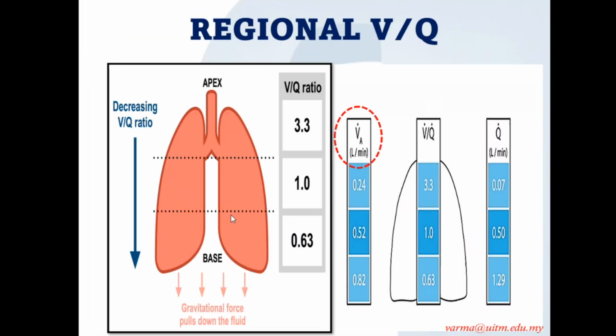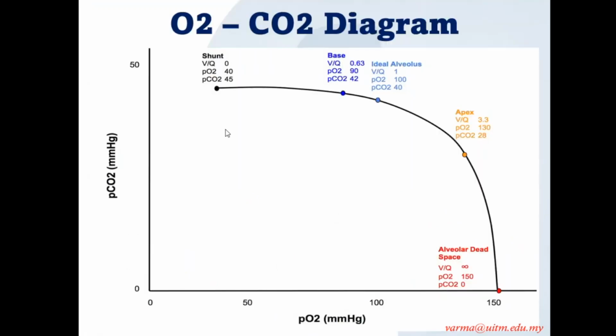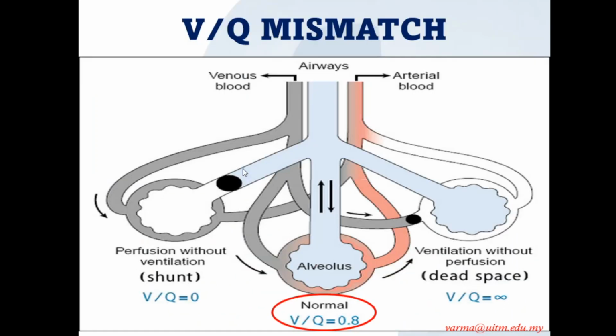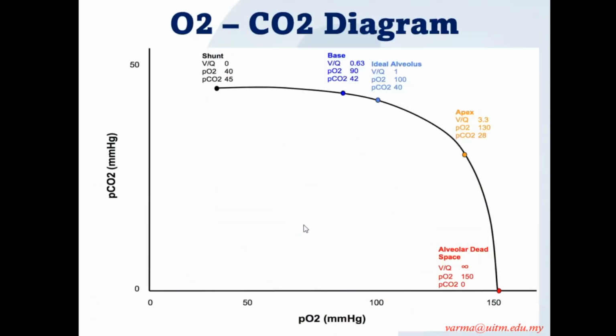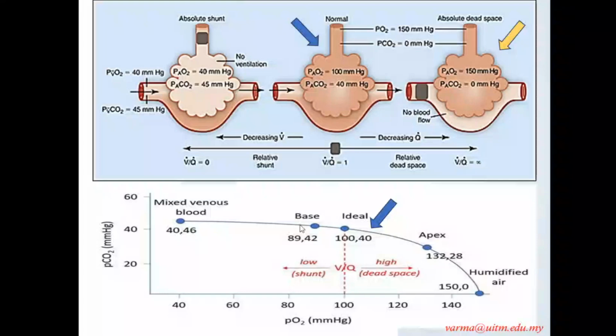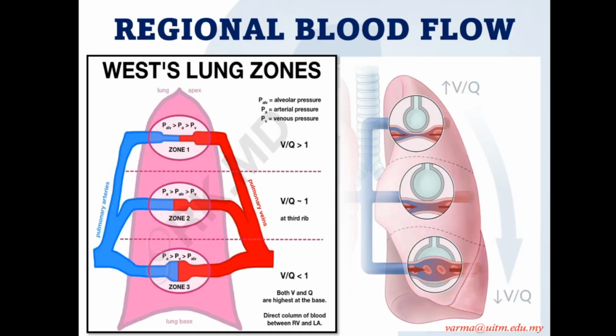So you have to know this graph, this O2 CO2 diagram, and these values for the ideal alveolus, alveolar dead space and shunt. So the base will be somewhere here. If you put this value in this graph, it will be around here. This is the base. And then we want to know why there are differences in the regional VQ ratio. It's because of the differences in regional perfusion versus ventilation.